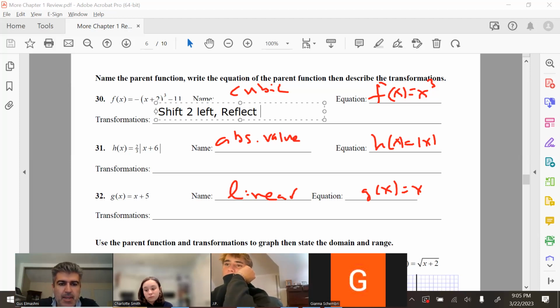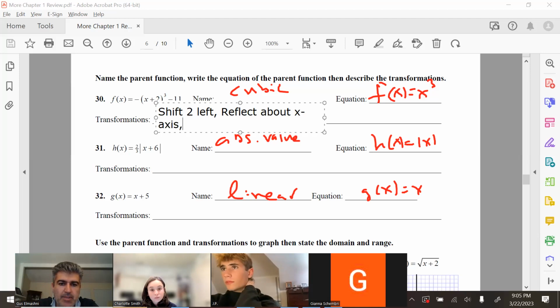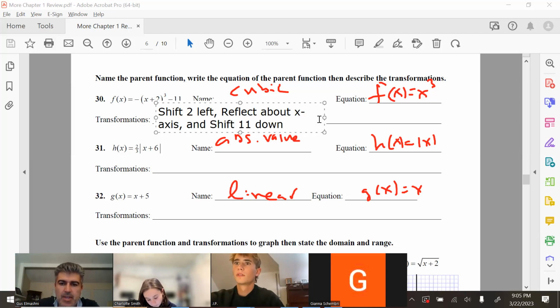But technically speaking, it is a second step in the order of operations, right? But you definitely cannot say that before shifting down because that would get you the wrong graph. Reflect about the x-axis and shift 11 down. Okay, let me resize that.